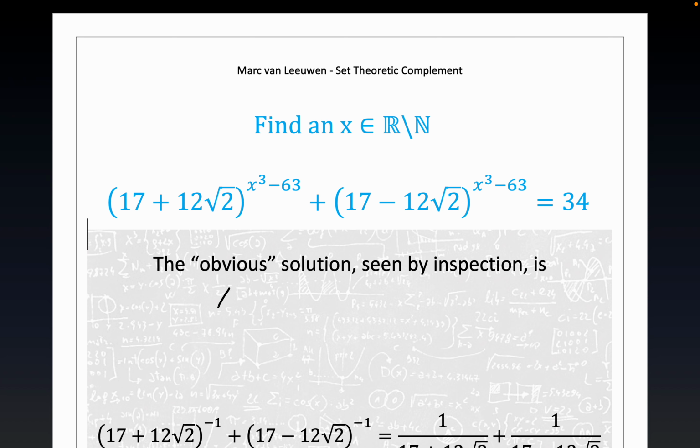Look at the so-called obvious solution to this problem. Now notice that the exponent up there is actually a variable, and the variable expression is x cubed minus 63. Wouldn't it be nice if that exponent was equal to 1? Notice that x cubed minus 63 is the variable expression for the exponent in both cases.